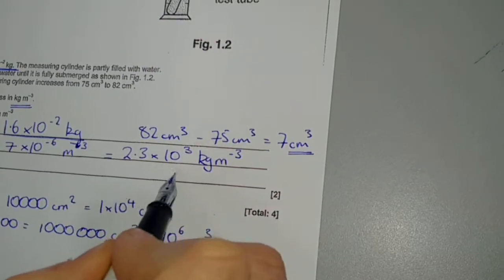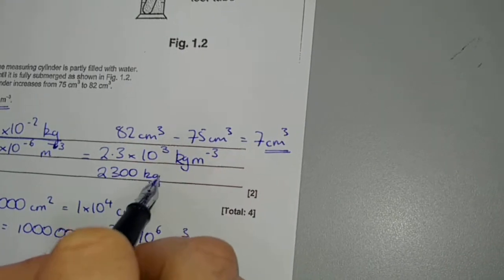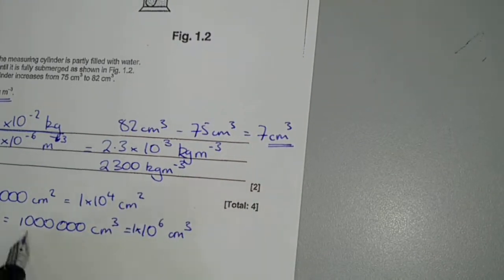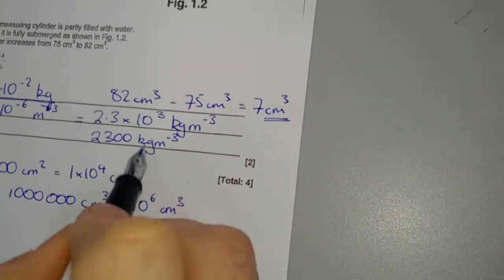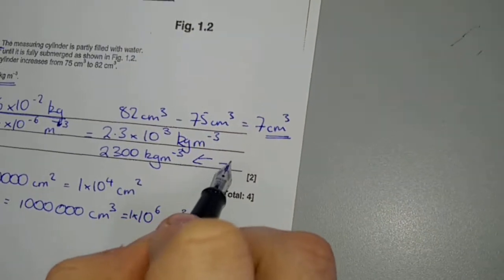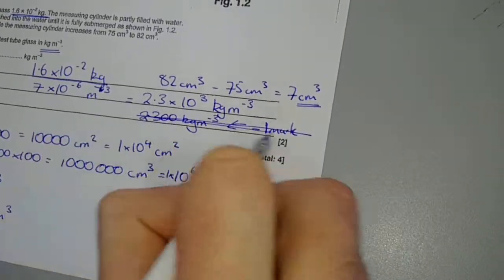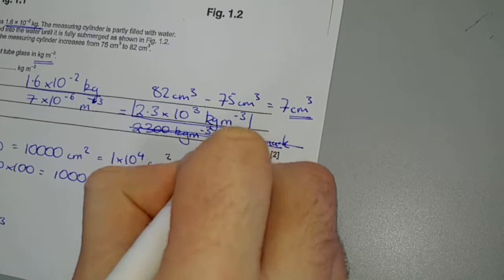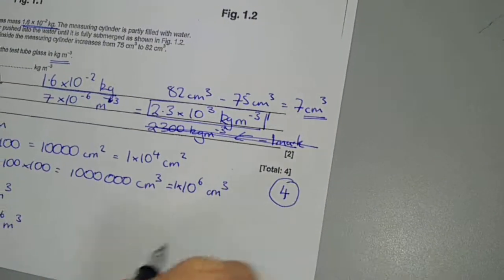A common mistake in this question would have been to write that as 2,300 kilograms per metre cubed. However, we know that the examiners are very keen for us to use standard form, and in fact writing this answer here would have left us with -1 mark. So really we don't want that at all. We do want this answer here in standard form. With those things in mind, you'd have 4 marks from the examiner.